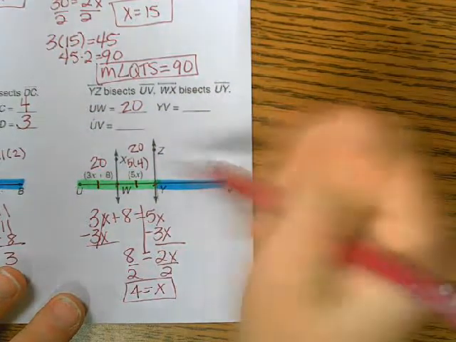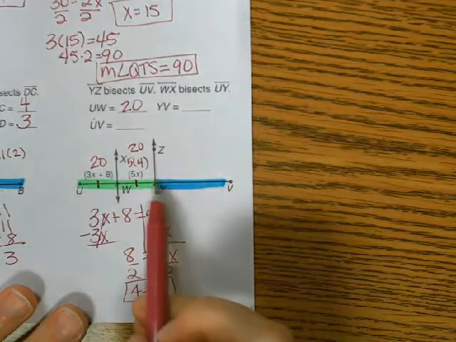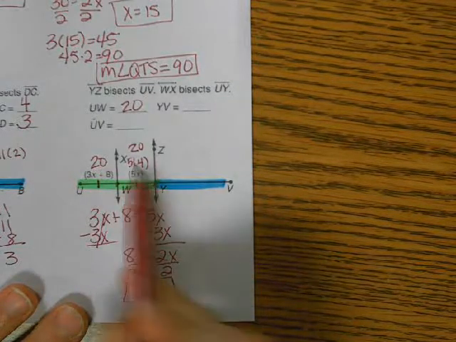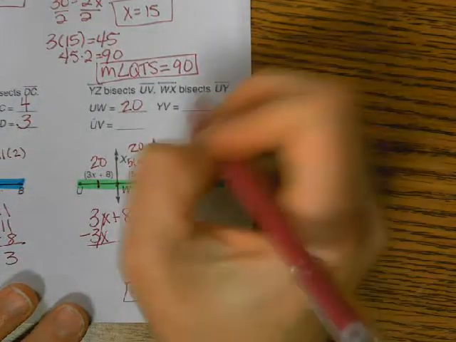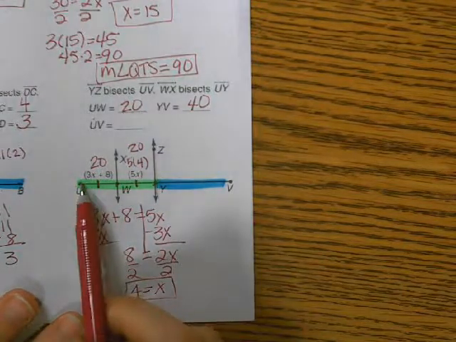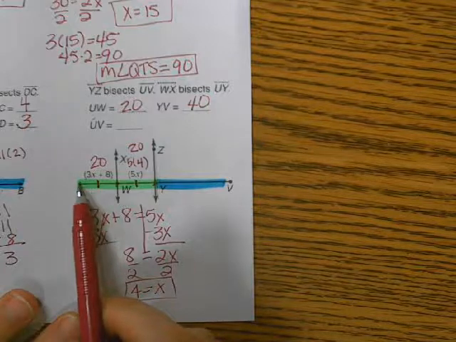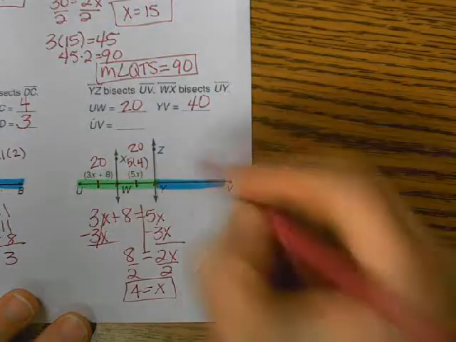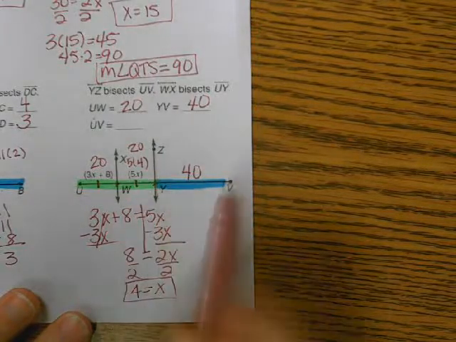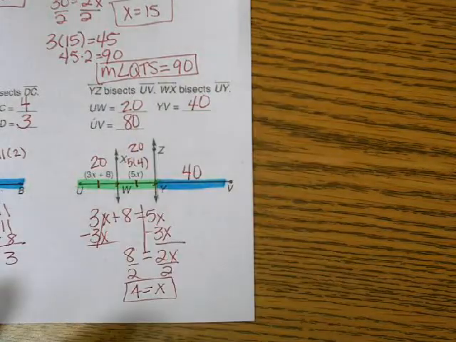Okay, so then YV is going to be the same as the green. The blue is the same as the green. So if the green is 20 and 20, the blue is going to be 40, twice as much. And then they want to know U to V. So from U to V is going to be, so if this is 40, and this is also 40, 40 plus 40 is 80. Okay?